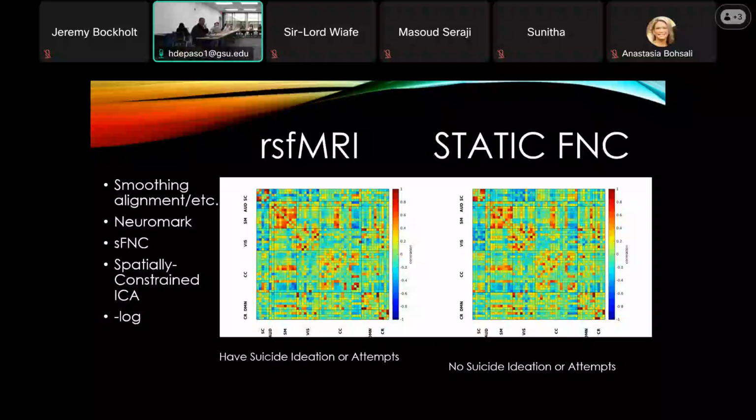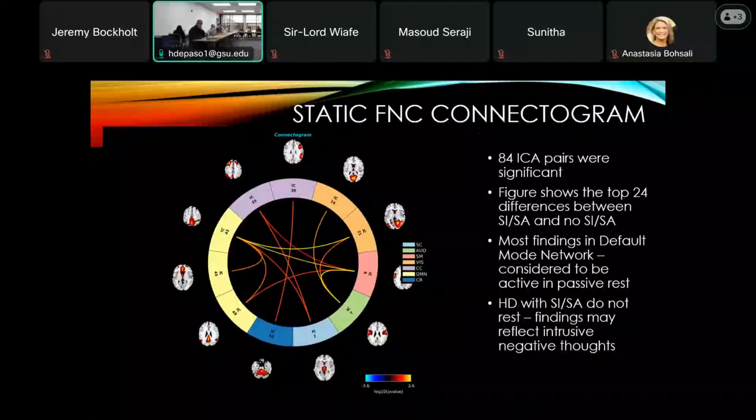Does anybody want me to freeze it here? Well, you show us the differences on the next slide. The next slide. Yeah. Oh, that's weird. That's sort of the negative one. So we found 84 ICA pairs that were significant.